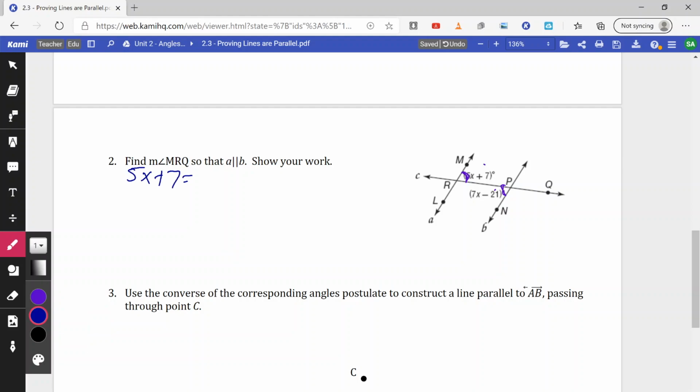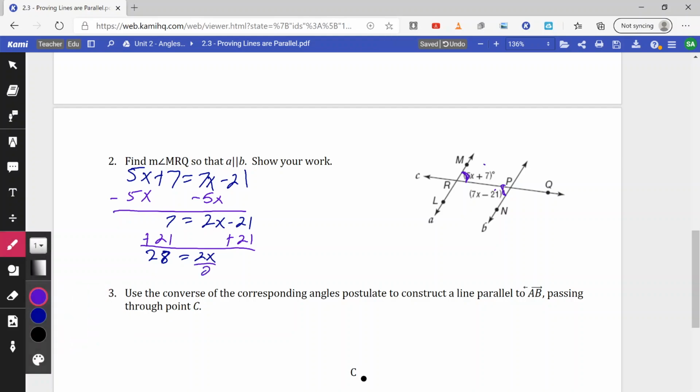5x plus 7 equals 7x minus 21, and we're going to solve for x. We are going to subtract 5x from both sides. So we get 7 equals 2x minus 21. We'll add 21 to both sides, so that way they're solid numbers. 28 is equal to 2x. Divide by 2. So we get 14 equals x.